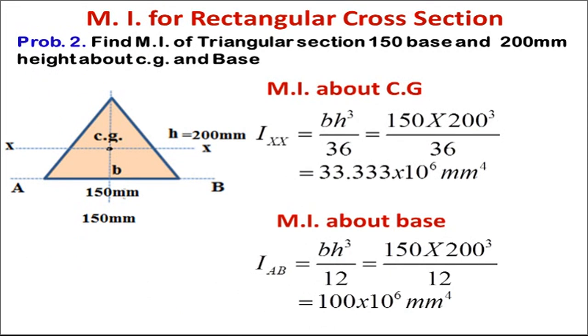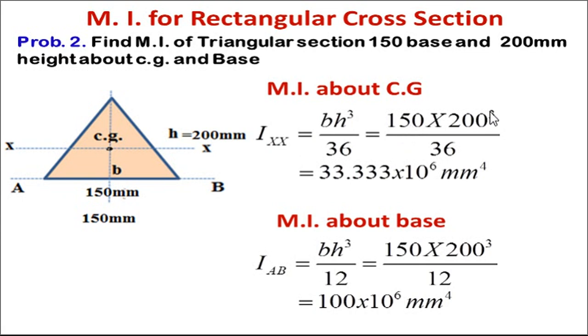Find the moment of inertia of a triangular section with 150 mm base and 250 mm height about the CG and the base. Okay, again just like the previous problem, but it is a triangle, not a rectangular section. We know that for a triangle about the centroidal axis we have the formula BH cube by 36. B means width and H means height. Height of the triangle is 250.